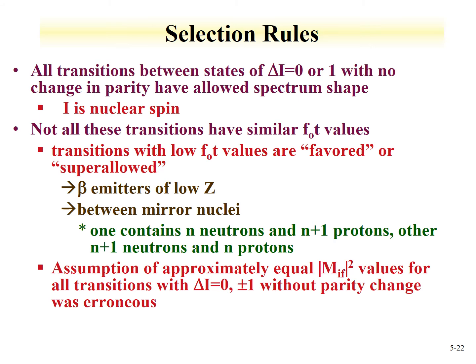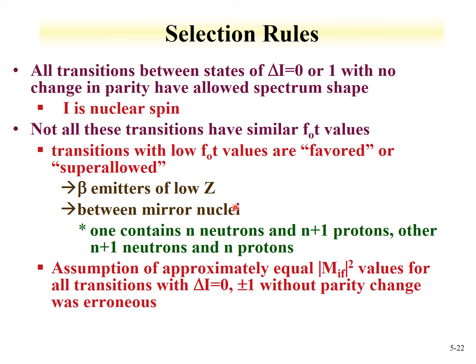All transitions between states where the delta is 1 or 0 with no change in parity have allowed spectral shapes. Now, not all these transitions have similar FT values. This is why in some tables you'll get super allowed transitions. And this is what was shown in one of the tables that we discussed earlier.